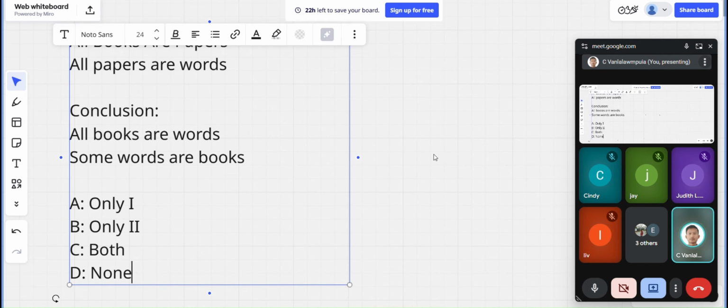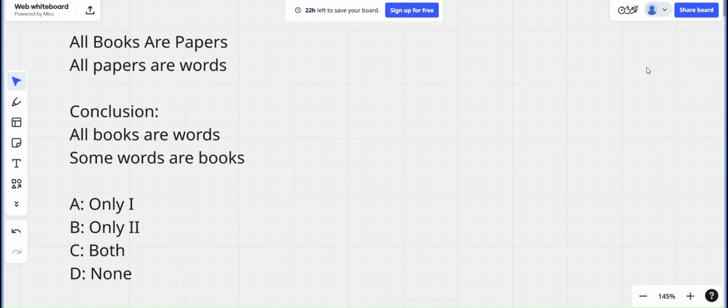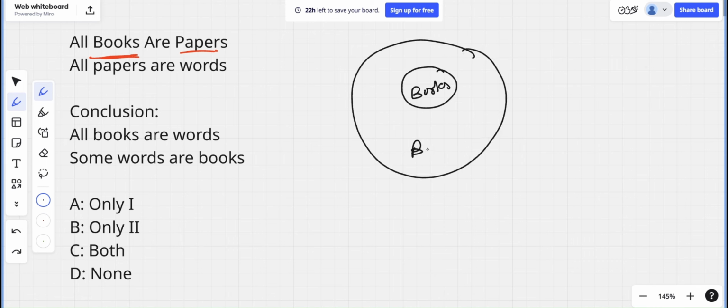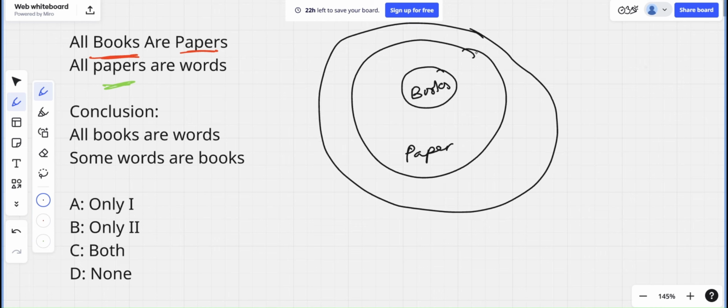So like I have told you before, use the Venn diagram method. That's the easiest way to know. So books. If it says all books, you'll write books like this, and you will circle it by paper, since it says all books are papers. This is the first statement. Now what about the second? See nicely, all papers are words. So if it says all papers are words, that means it will be like this again.